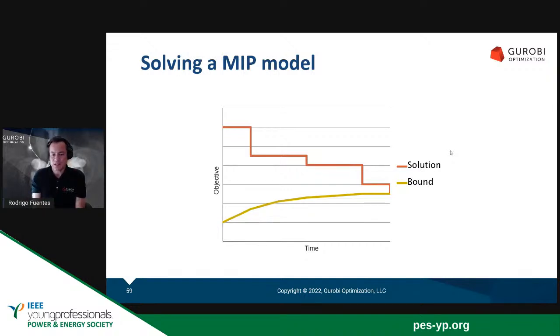With the incumbents, which are the solutions to the integer problem, we make discrete steps. We find a solution. Then we adjust some binary variables. Boom, we get a solution that jumps, and it starts jumping down as we move forward in time. And hopefully the solution and the bound meet each other at some point, or they get close enough to each other that we can terminate the algorithm.